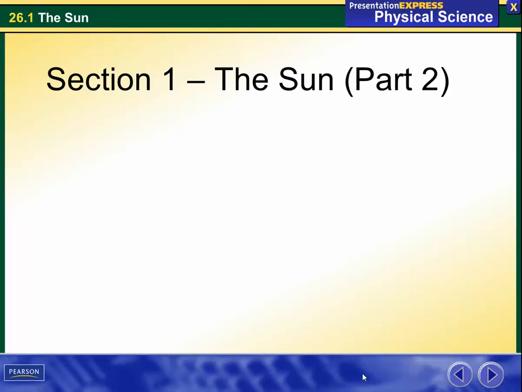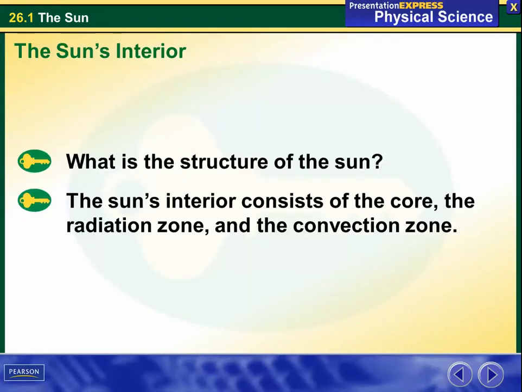In our last video, we discussed nuclear fusion, how it is a stable energy source for the sun going on in its core. In this section, we're going to take a look more at the structure of the sun. So, what is the sun actually made up of?